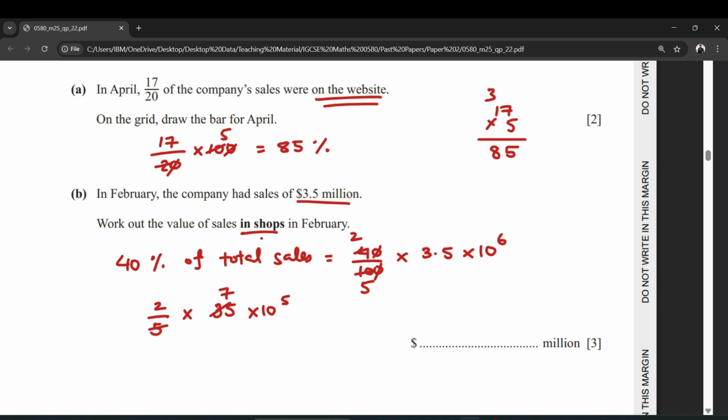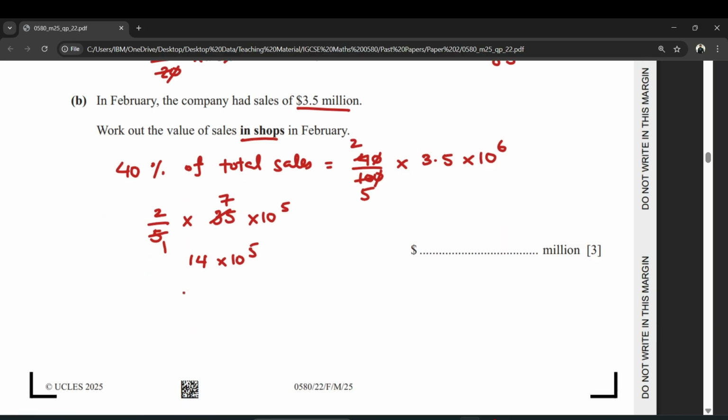This becomes 7 and this becomes 1. So 2 times 7, that is 14, into 10 to the power of 5. Now this is not in standard form and I have to give my answer in million, right? So now my decimal point is over here. I can take this decimal point back. So this becomes 1.4 into 10 to the power of 6. 10 to the power 6 itself is million. So my answer is going to be 1.4. Okay.